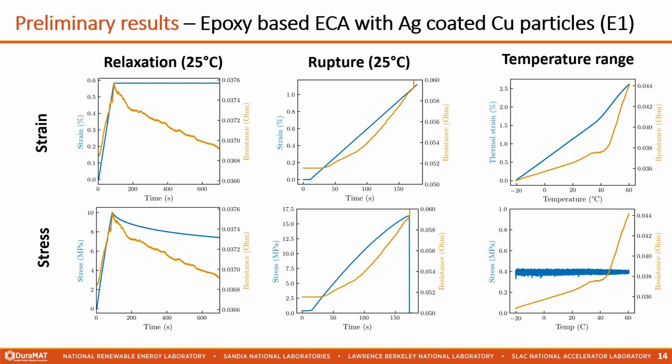The right-hand plots show a thermal measurement from -20 to 60 C. A constant stress of roughly 0.4 megapascals was applied via load control. The used epoxy-based ECA has a glass transition temperature of around 50 C, which explains the difference in slopes of thermal strains and electrical resistance, which is affected by the thermal elongation of the sample. Those early results indicate the importance of taking the temperature and time dependence of the viscoelastic material response into account when characterizing the electrical conductivity of ECA.